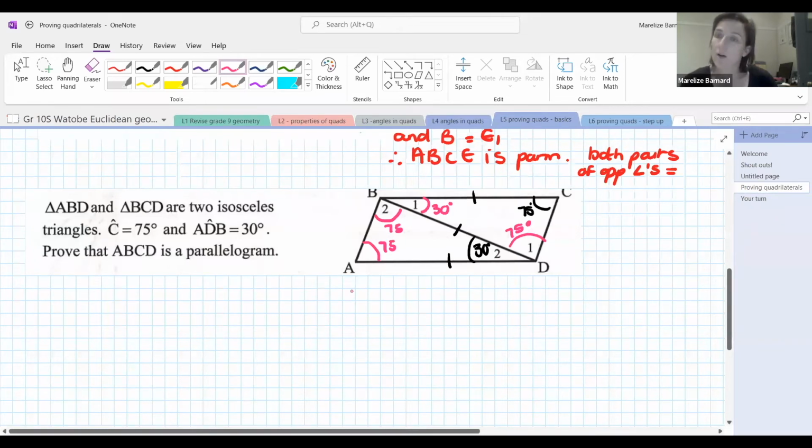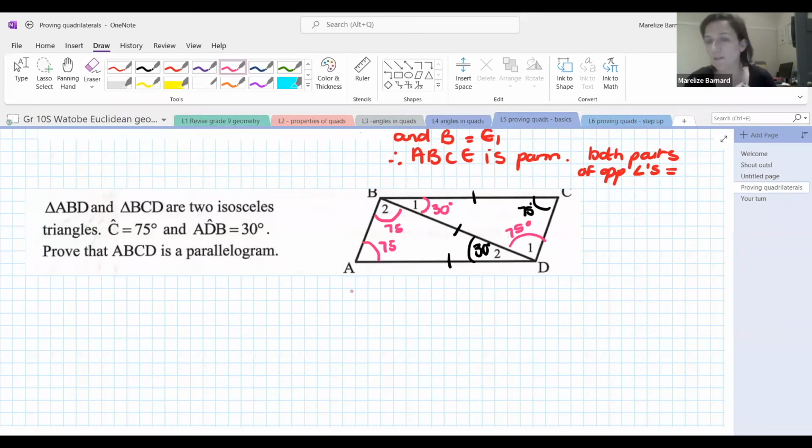Right, and now guys, we've done all the work. What can we say now? Is this a parallelogram and for what reason? There's more than one reason here, by the way, but the most obvious one. Pop it in the chat. Yes, Lutando. Ma'am, can you say because angle C and also angle A are equal, therefore opposite angles are equal, therefore it is a parallelogram? Yes, therefore it's a parallelogram.